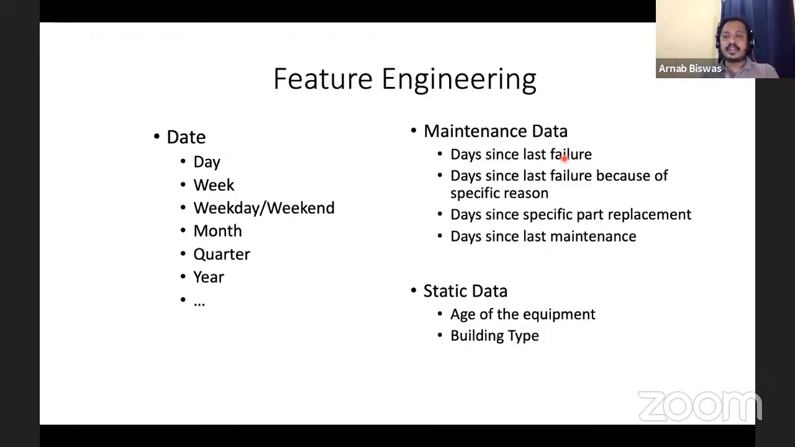So what kind of features can we build? Say the days since last failure could be a good feature. Days since last failure because of a compressor issue could be a good feature. So if my compressor has failed just 1 month before, the probability of its failure in the next 7 days is very low. Similarly, we can have other features like days since last maintenance, etc.